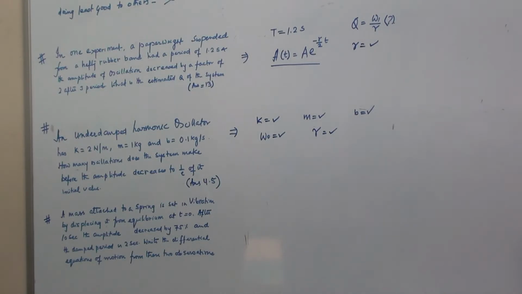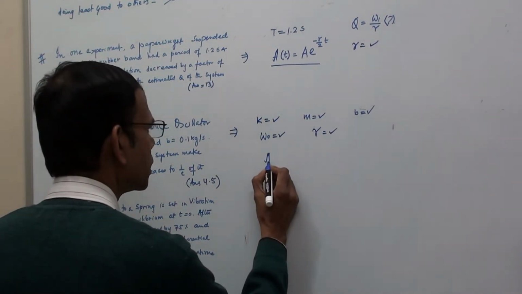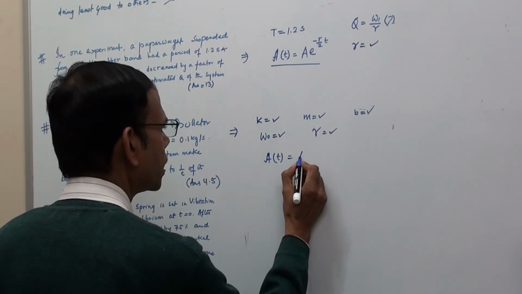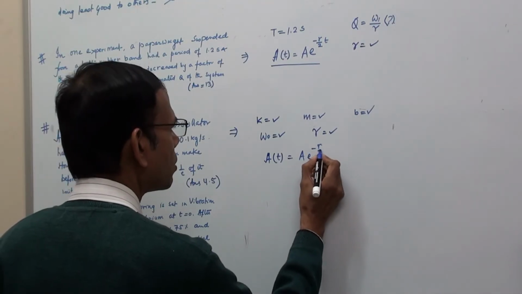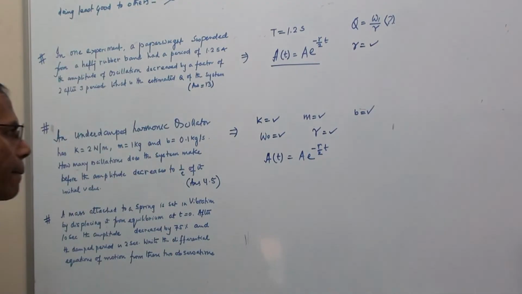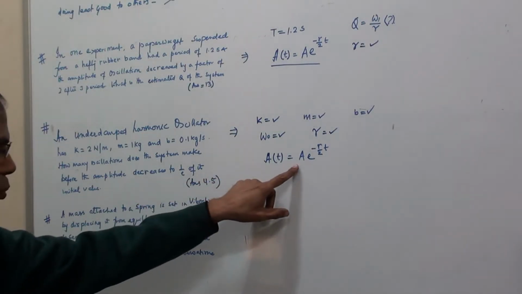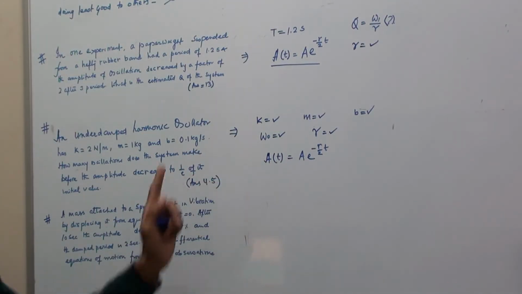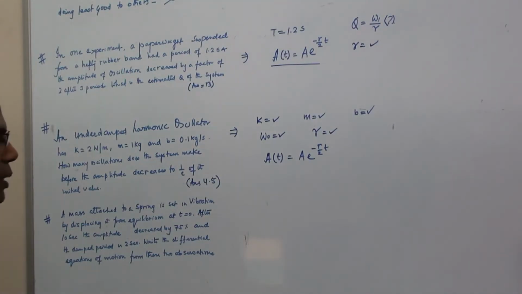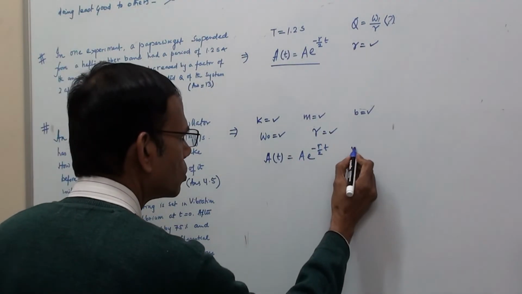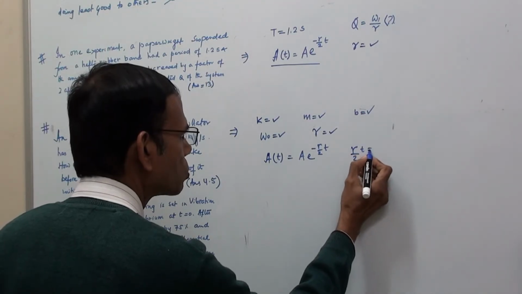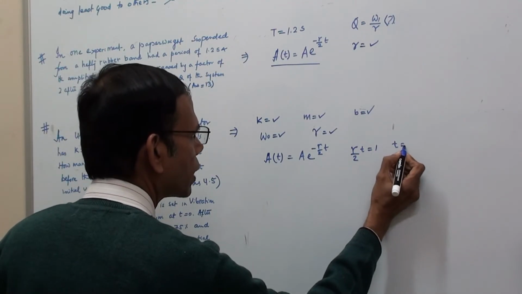Now the question is, how many oscillations does the system make before the amplitude decreases to 1 over e of its initial value? Again the same question of amplitude. So we can write down the amplitude once again: A(t) is equal to A e to the power of minus gamma by 2 into t. Now this amplitude has to be 1 over e. That means this gamma by 2 t has to be 1. From there you can find out the value of t.